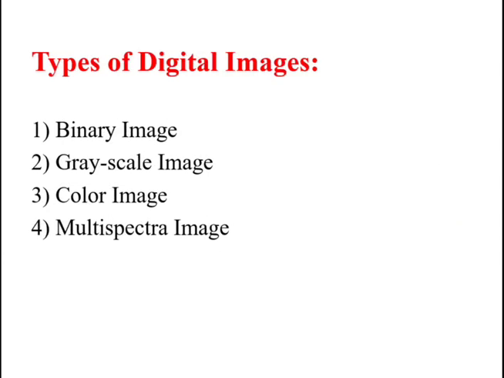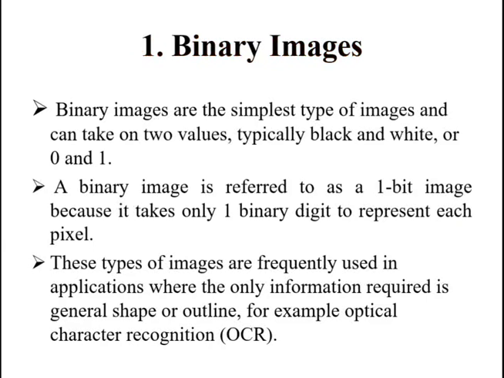Then we have to discuss what the types of digital images are. The first type is the binary image, the second one is the grayscale image, the third one is the color image, and the fourth one is multispectral. We will study them one by one in detail.